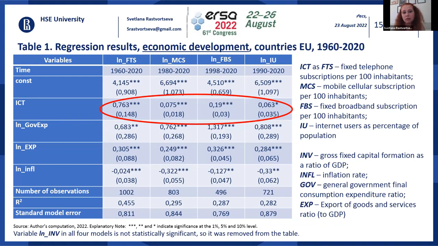And now the main results of the research. In the table, you can see 4 models built for each ICT group. When we use a static approach, we see that all ICT groups have a positive impact on economic development. Please note that only fixed telephone lines appeared since 1960. Data for other ICTs have been used since their appearance, which was later.